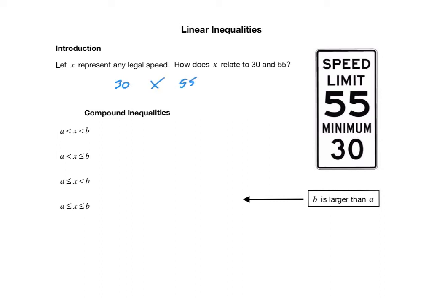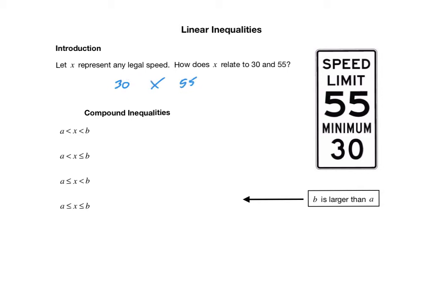In general, whenever we write compound inequalities, we always have the larger number to the right. So you would put the 55 here as opposed to over here. It is possible to technically write it the other way, but people rarely do that sort of thing. So in general, make sure your B is larger than A. If you look down here, I have the B's on the right and the A's on the left. So make sure this number is larger than this number.